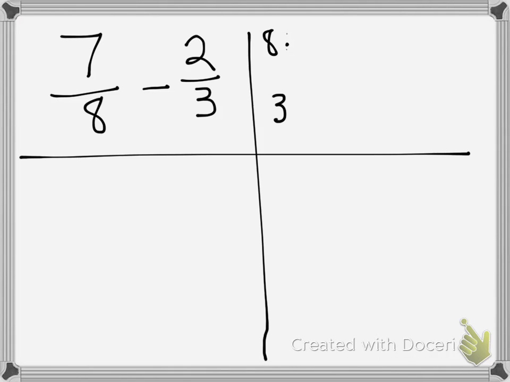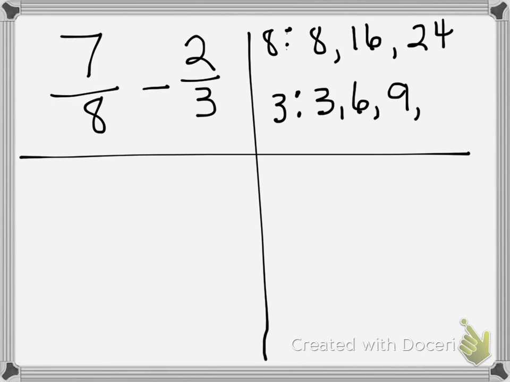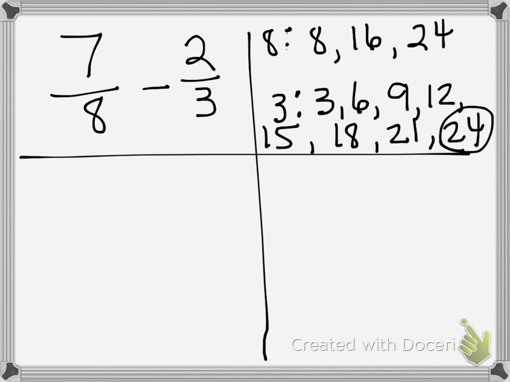8 has multiples of 8, 16, and 24. I know I don't have to go any bigger than that because I know I can multiply 8 times 3 and get a common denominator. But I wanted to see if I could find one smaller. So now I have 3, 6, 9, 12, 15, 18, 21, and 24. So the smallest denominator they have in common is 24.